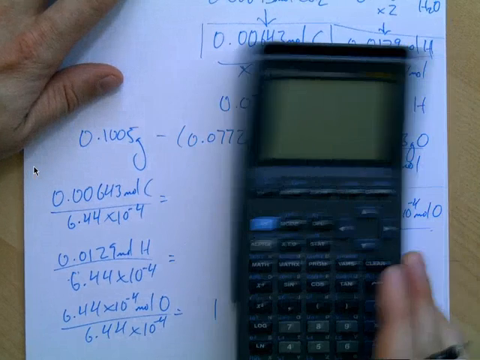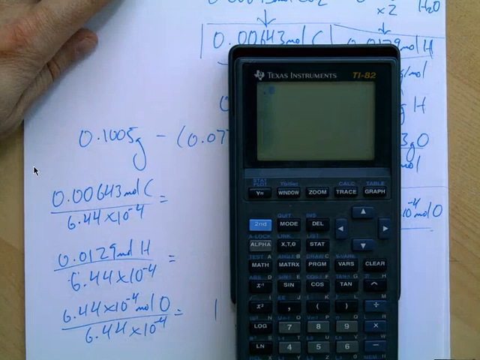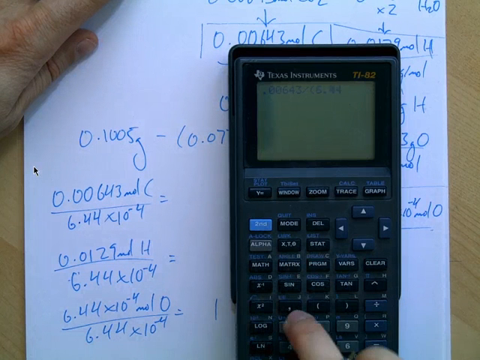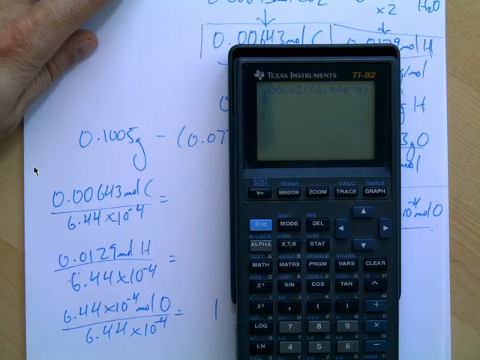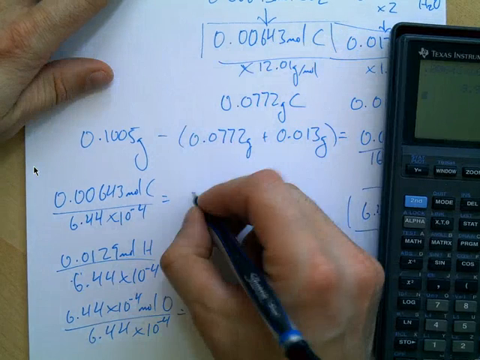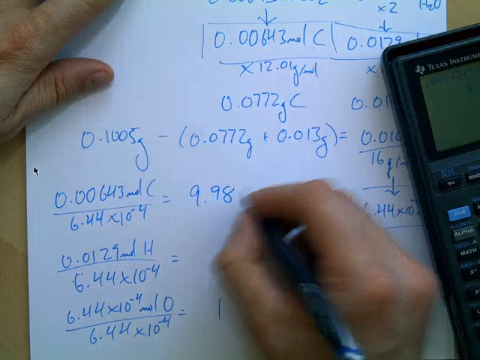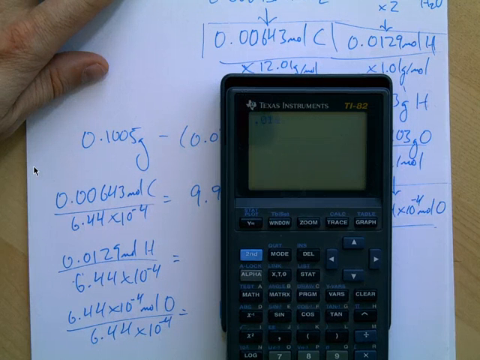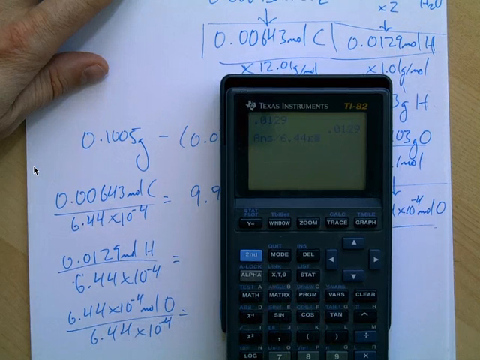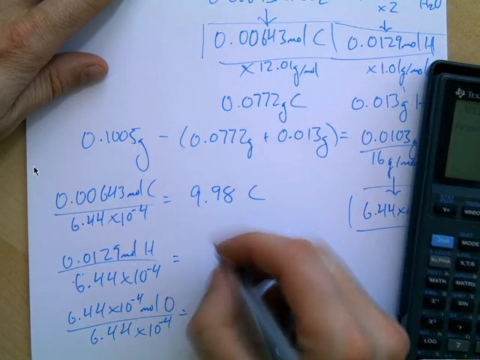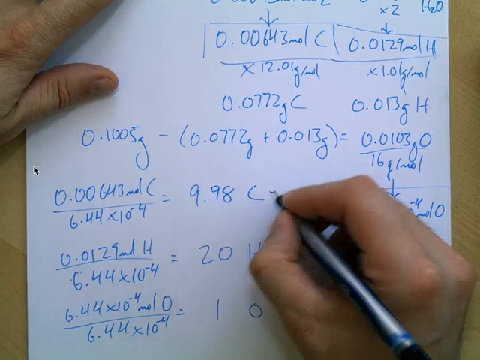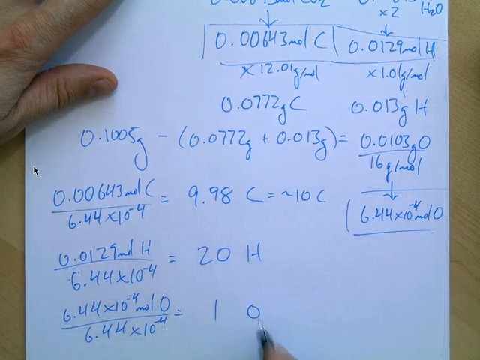Let's figure out how many parts of carbon we have here, which is 0.00643. Then I'm going to divide it by 6.44 times 10 to the negative 4th. When I do that, I get 9.98, and that's parts carbon. And then I'm going to do this for hydrogen, which is 0.0129. Divide by 6.44 times 10 to the negative 4th, and then I get 20 parts hydrogen. Well, this is a pretty clear ratio actually. This looks to be, of course, really close to approximately 10 parts carbon, 20 parts hydrogen, 1 part oxygen.